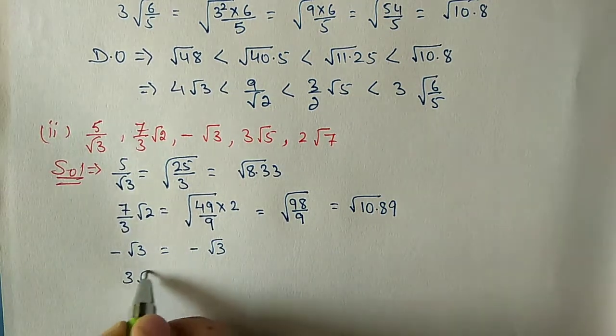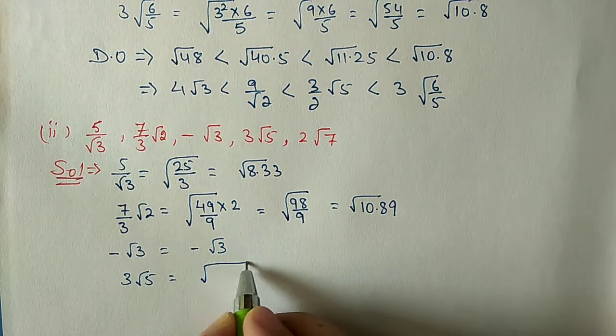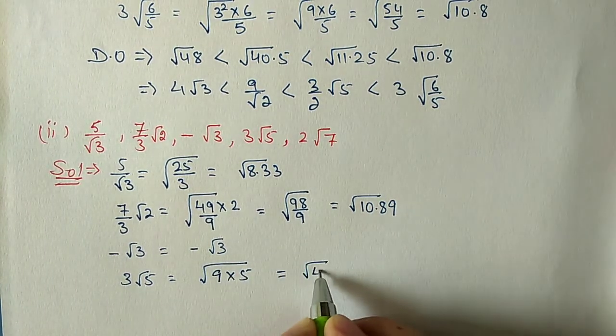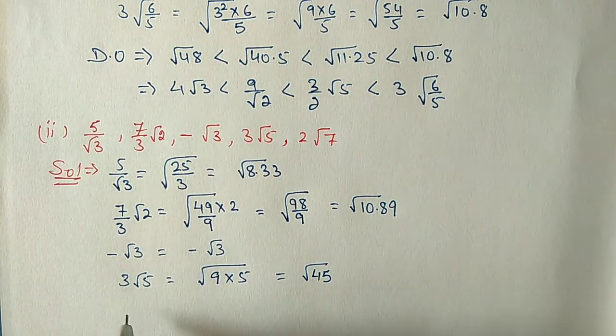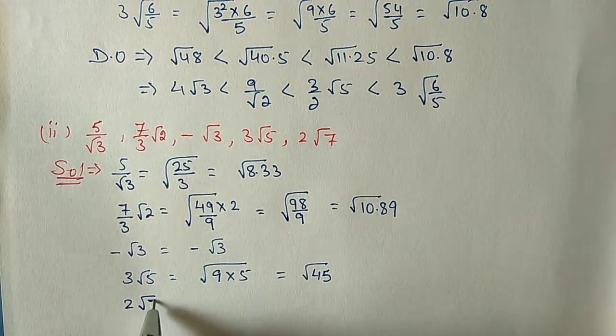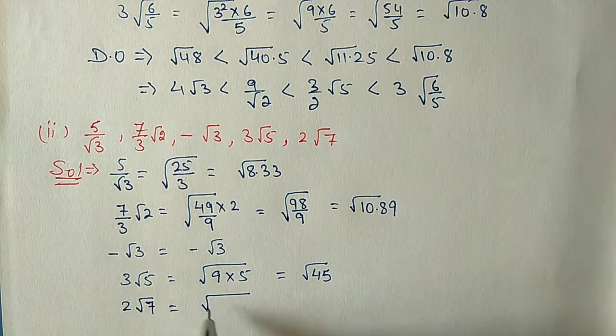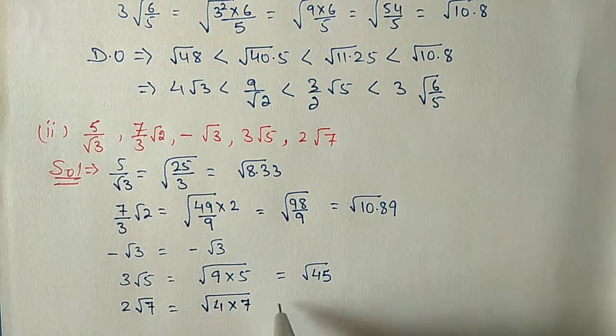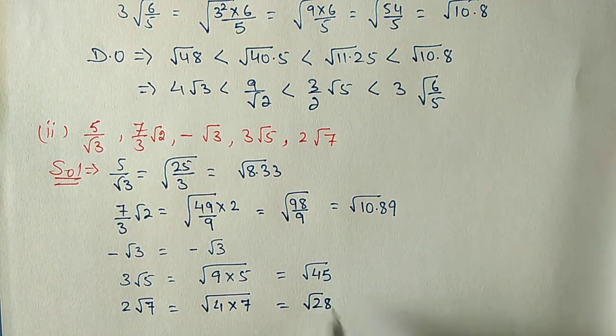Then next we have 3 root 5. 3 after taking inside the root symbol will become 9 into 5, root of 45. The next number we have is 2 root 7. 2 after taking inside will become 2 square, means 4 into 7, which is equal to root of 28.